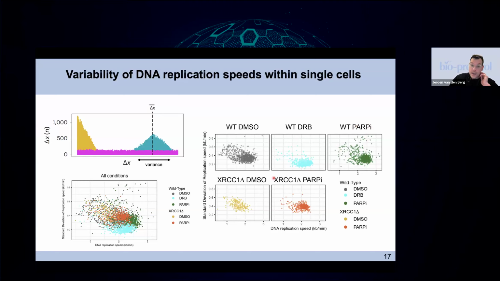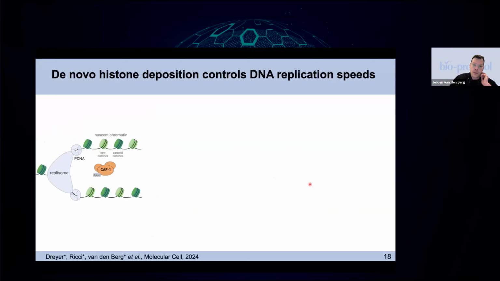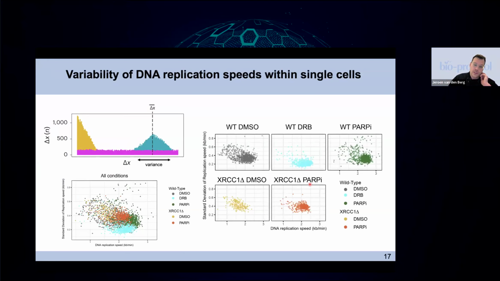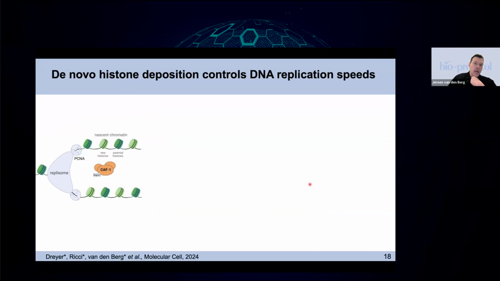And again, here we also see the same if we use these XRCC1 knockout cells that have elevated PARP signaling. And indeed, we can also repress this variance increase by treating these cells with a PARP inhibitor. So this is all part of the initial story. More recently, we've collaborated with a lab in our institute that are interested in de novo histone deposition.